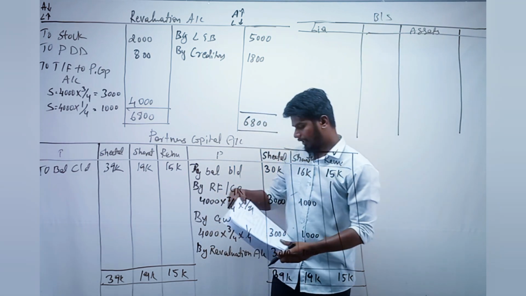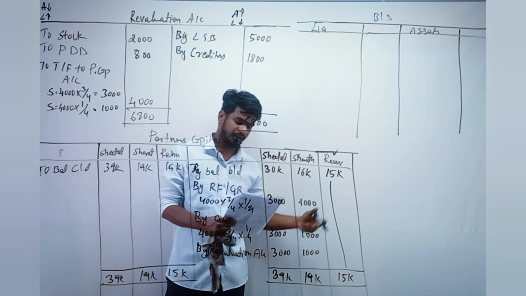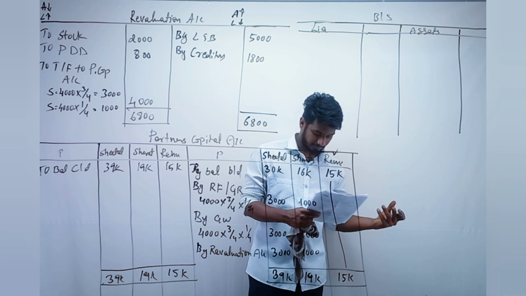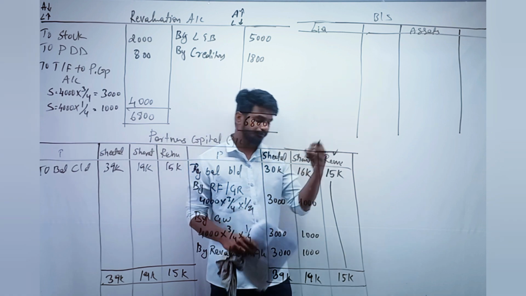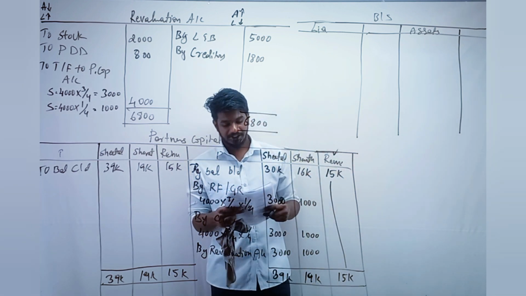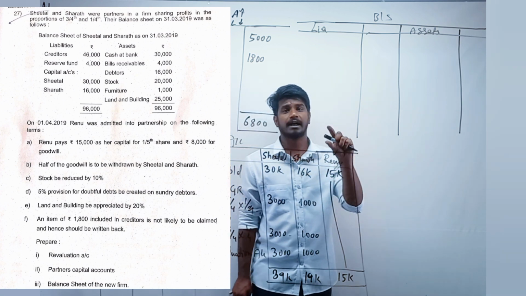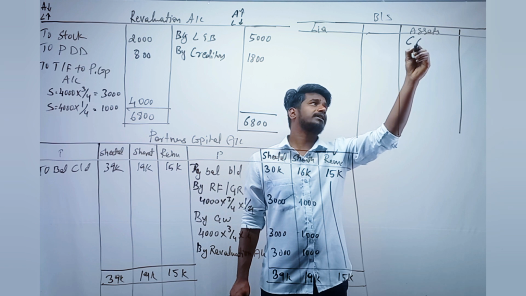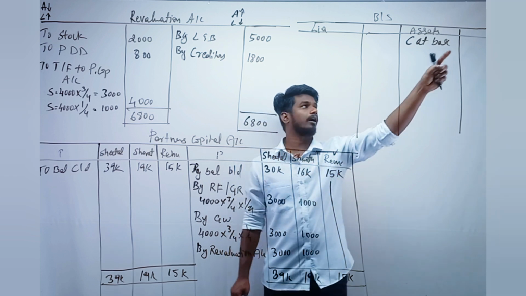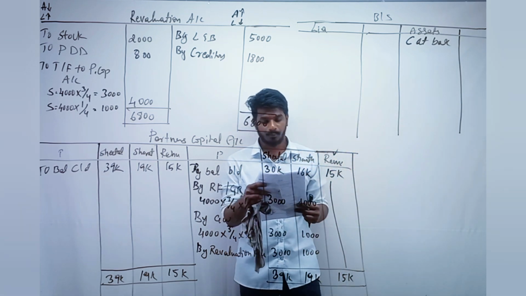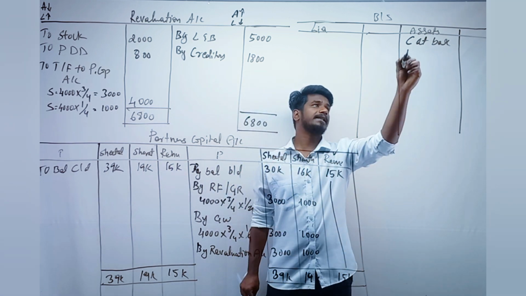Write the heading, correct. Whatever the given date, 31st March 2019, 31st March 2020, whatever it is, you write it down, correct. So let us start with the balance sheet. On the asset side, the first thing is cash at bank. You should write it in full later, don't write the amount now, correct. Next is bills receivable.